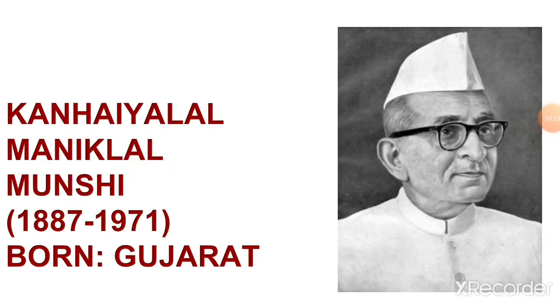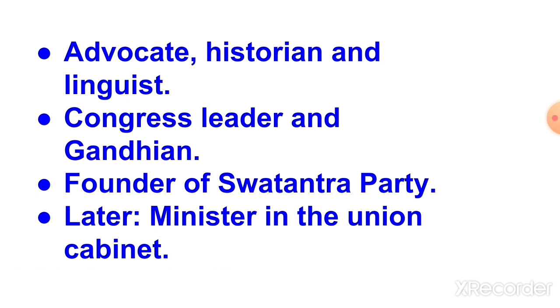Kanhaiyalal Maniklal Munshi is born in Gujarat in the year 1887 and he died in the year 1971. He was an advocate, also an historian and linguist. He was a Congress leader and Gandhian. He was the founder of the Swatantra Party. Later, he became minister in the Union Cabinet.